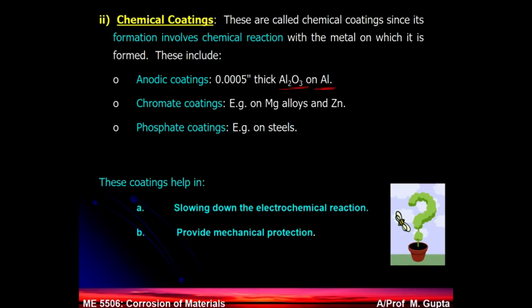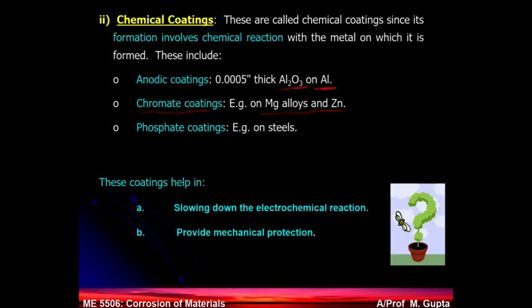So for aluminum based material, because it's very coherent with the base metal. You can also have the chromate coatings for magnesium alloys and zinc, because magnesium is reactive in the wet condition. So you can put the chromate coatings. Phosphate coatings on steel were commonly used in the aerospace sector, but now of course most of the steel is replaced by aluminum based material, but still used in the critical component.